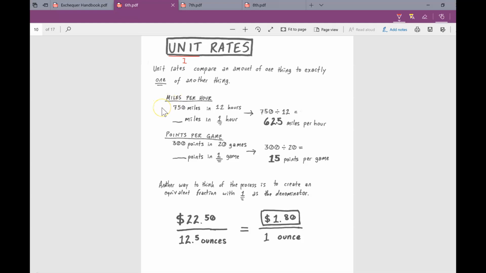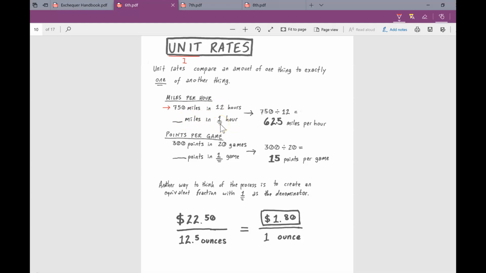Let's start with the most common example of this that I could find in any textbook or any website online: miles per hour. Let's say that we know that we traveled 750 miles and that it took us 12 hours. We drove from St. Louis to Denver, Colorado or so. What I want to know is, how many miles were we traveling in 1 hour? We know we went 750 in 12. How far did we average going in 1?